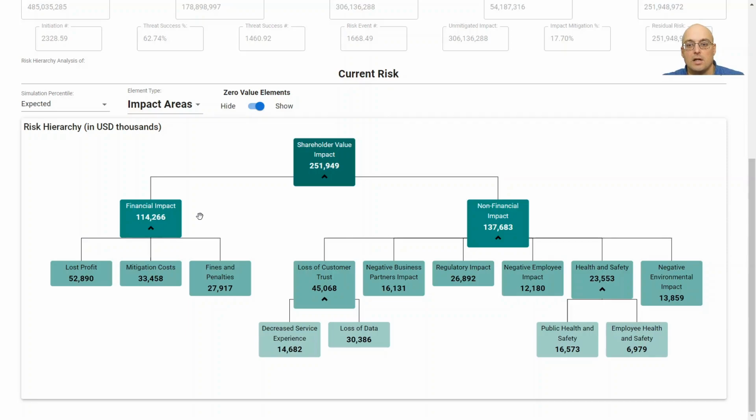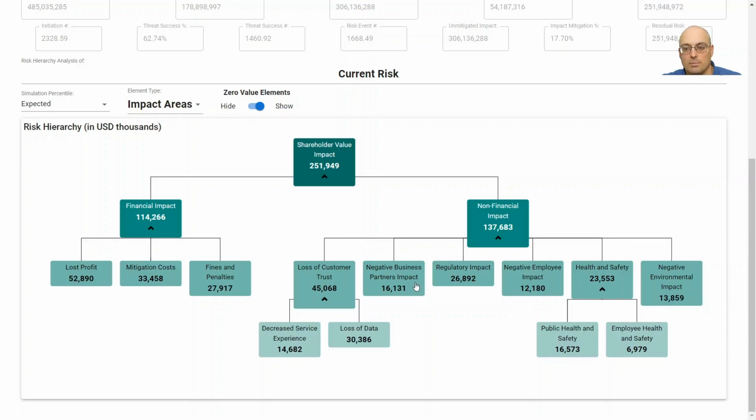So what you see here in the power and utility demo environment of the ManageXValue risk quantification platform is within the current risk analysis, within the hierarchy dashboard, looking at the impact areas. And you see that there is the financial impact and non-financial impact. And when we talk about risk quantification and the multi-attribute value approach, it is very important to understand that it focuses on the impact of risks. So under non-financial or strategic impacts, you can see the loss of customer trust, decreased service experience.